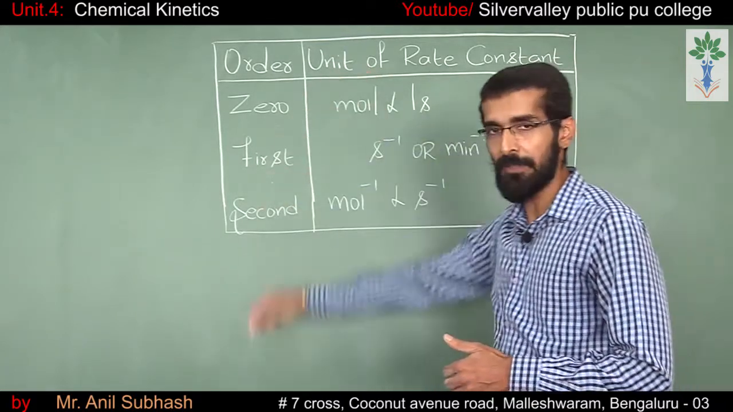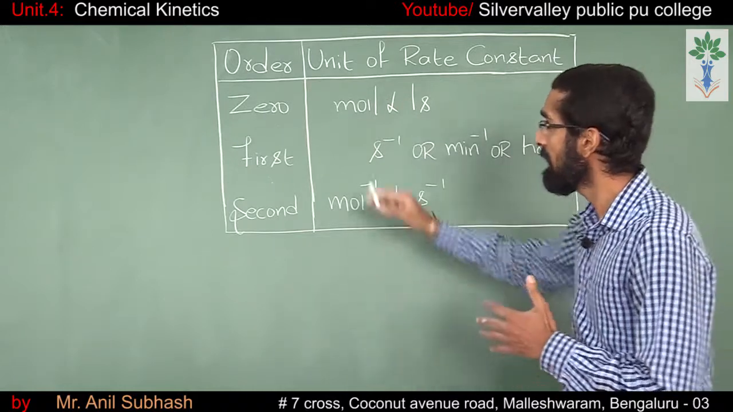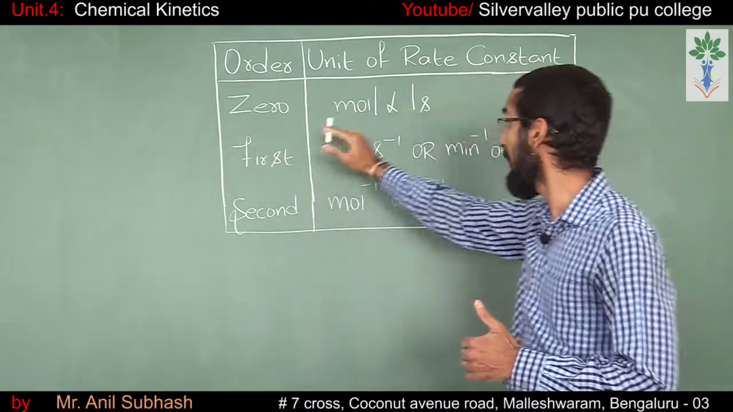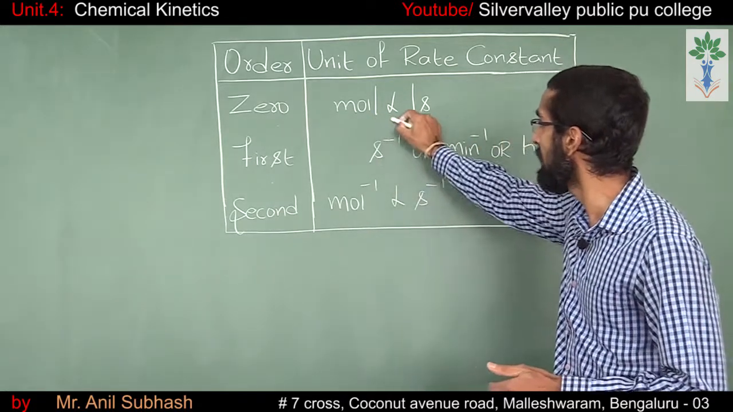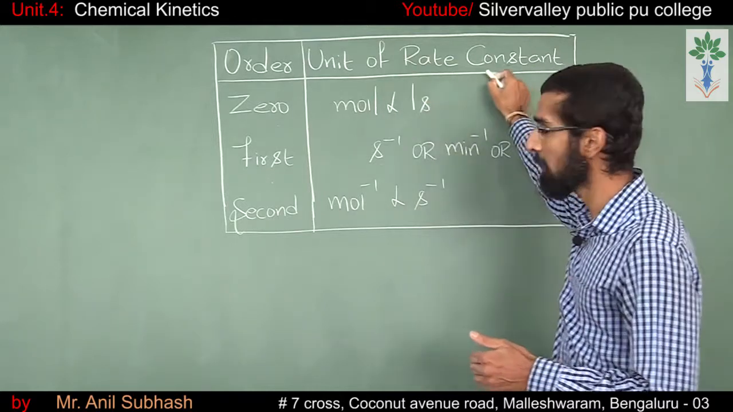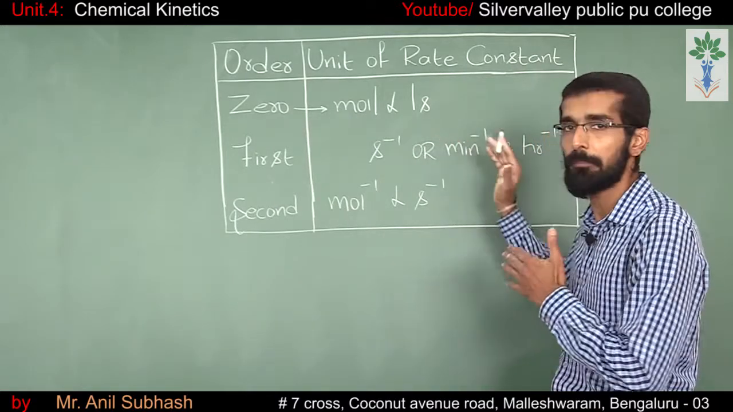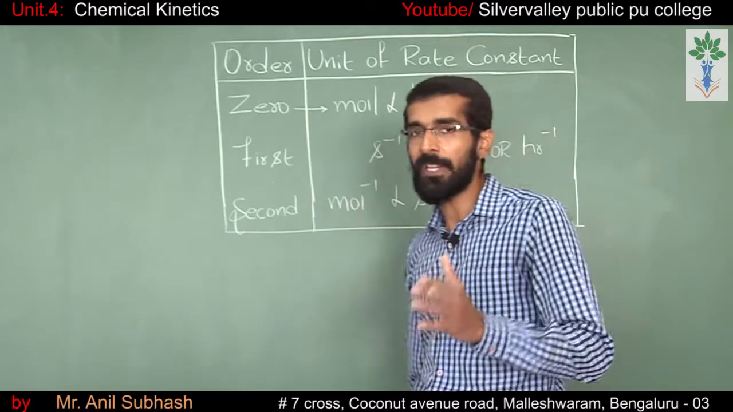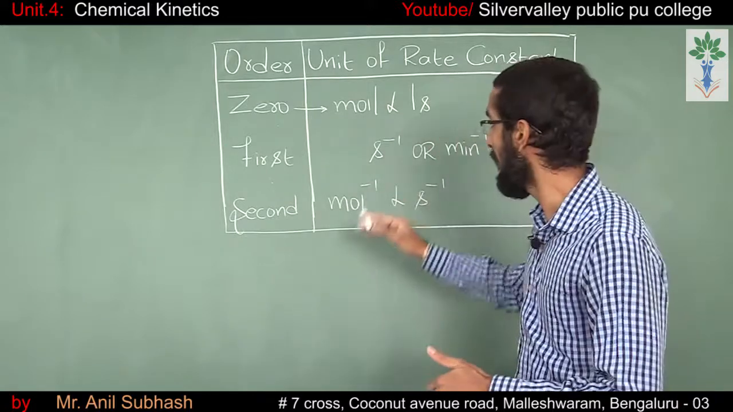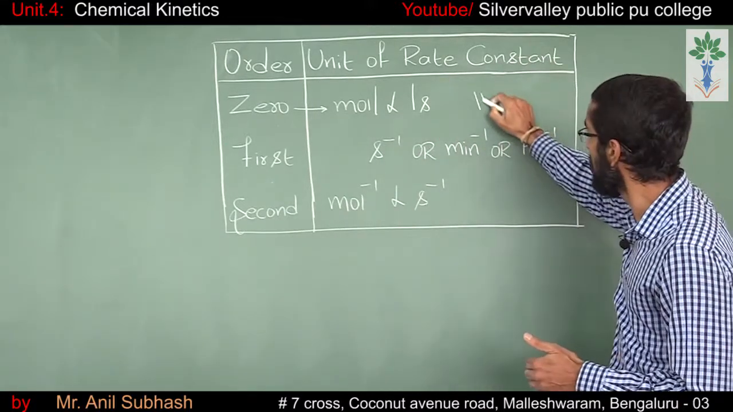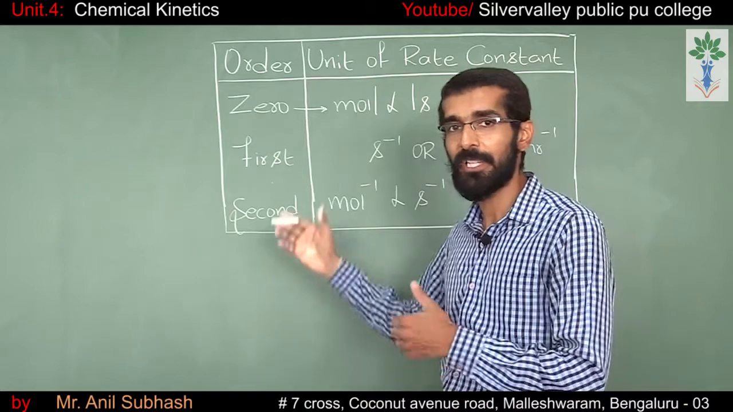And if you can observe here, we all know that the unit of rate of a reaction and the unit of rate constant for a zero order reaction is the same. The unit of rate of a reaction is also mole per liter per second, and the unit of rate constant for a zero order reaction is also mole per liter per second. That is, the unit of rate constant for a zero order reaction and the unit for the rate of a reaction are the same. And thus, this is one of the most important questions that can be asked for 1 mark either in the entrance exam or even in the main exam.